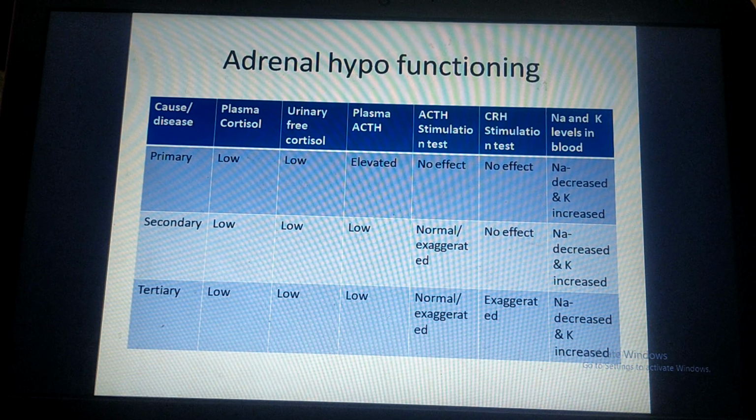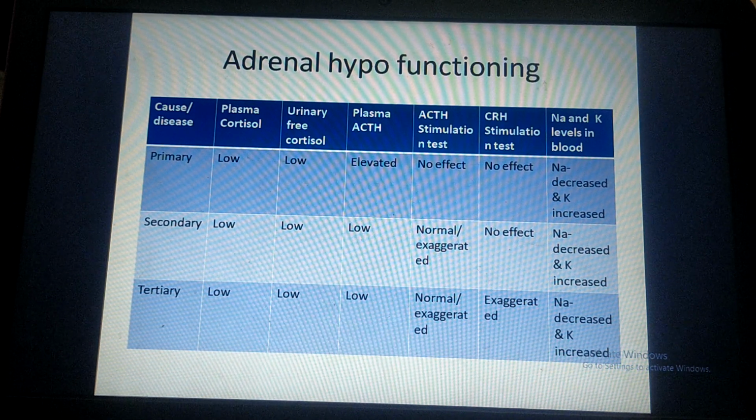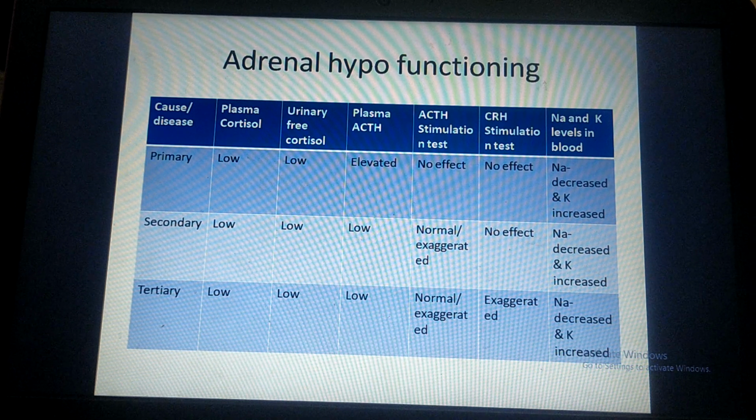Now in this case, if you perform an ACTH stimulation test, that means you give ACTH intravenously to the patient, this ACTH acts on the adrenal gland, which is perfectly normal, and stimulates it. The adrenal gland will show an increase in the synthesis of cortisol to the normal level, or sometimes the cortisol level is above normal, which is called an exaggerated response.